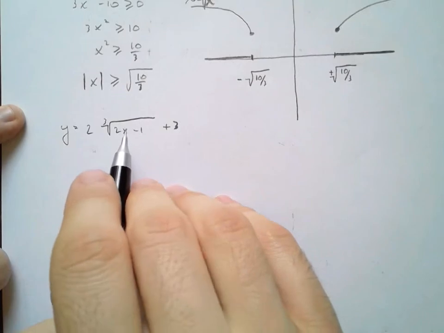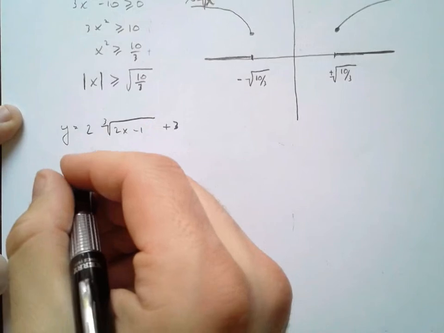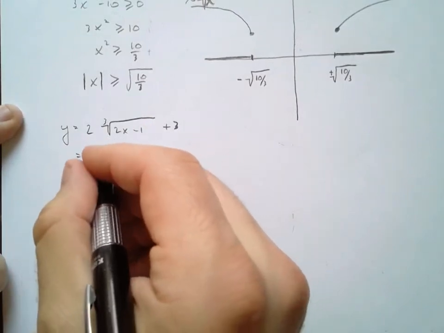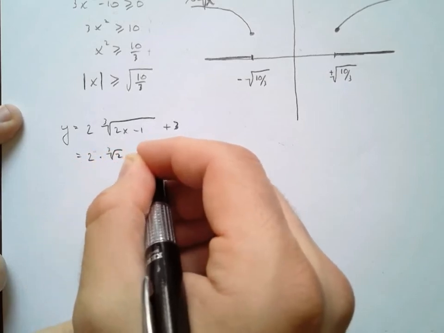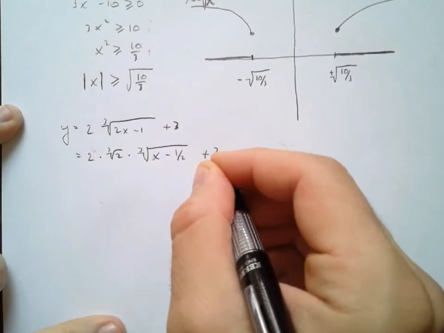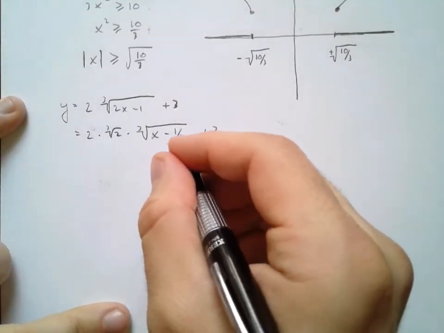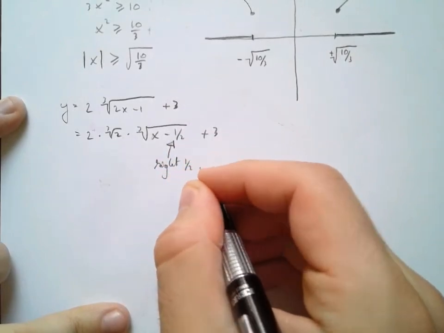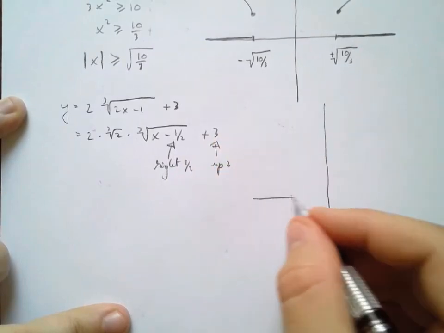I don't have any domain problems because I can take the cube root of positive and negative numbers alike. So what I'm going to do is rewrite this by factoring out a 2 from under that. So I have 2 times the cubic root of 2 times, and what I'm left with, x minus a half, plus 3. Okay? Which means this is a right shift of a half, and this is an upshift of 3. So let's go ahead and sketch that.